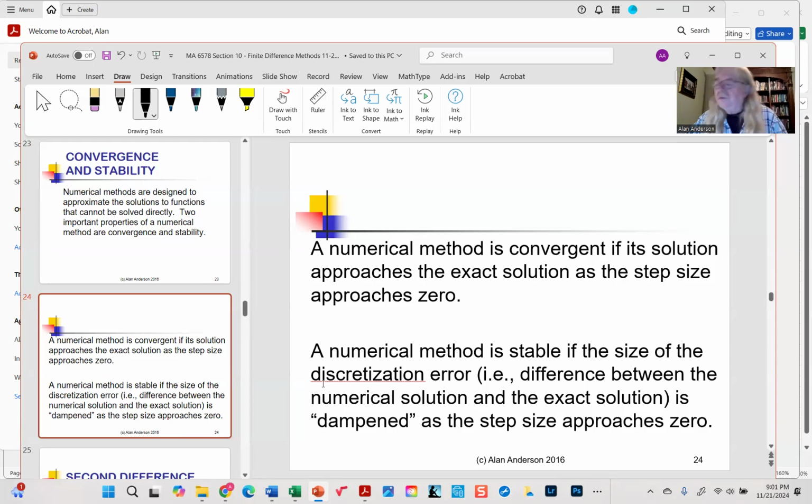Like remember with the binomial tree, if we only have 2 time steps, the chances are pretty good that we're not going to have the correct Black-Scholes price. But if we have 2 million, no, maybe not 2 million, but 2,000 steps, then we're going to get awfully, awfully close to the true Black-Scholes price. And that means that the binomial option pricing model is convergent.